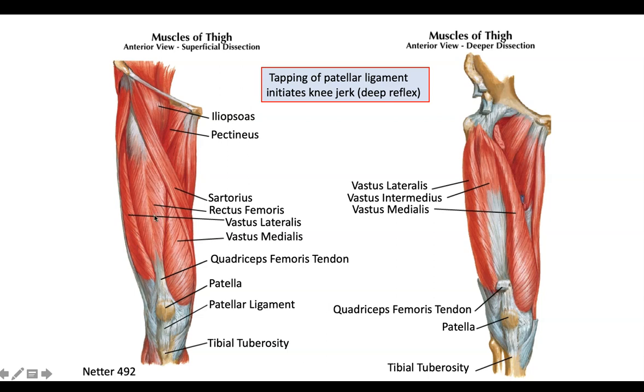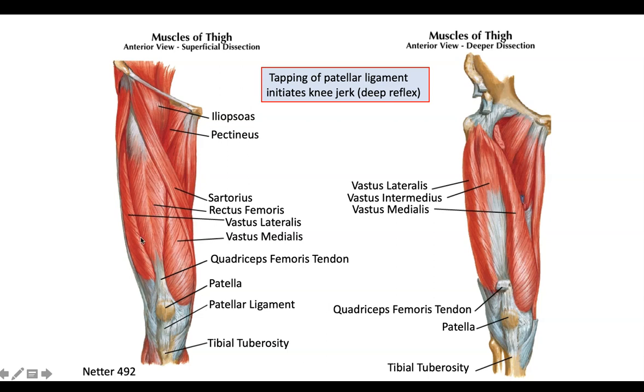And deep to the rectus femoris, as you can see in this illustration, is the vastus intermedius. The vastus lateralis, vastus intermedius, and the vastus medialis are all attached to the anterior, medial, and lateral surfaces of the shaft of the femur. The rectus femoris is the only part of the quadriceps femoris which has its proximal attachment to the hip bone. It is attached proximally to the anterior inferior iliac spine of the hip bone.